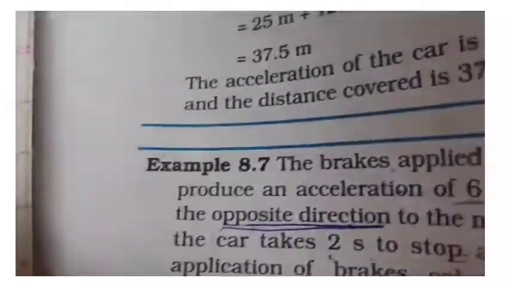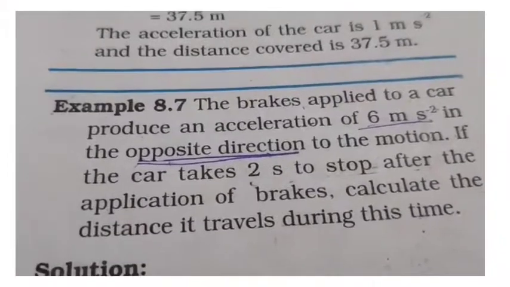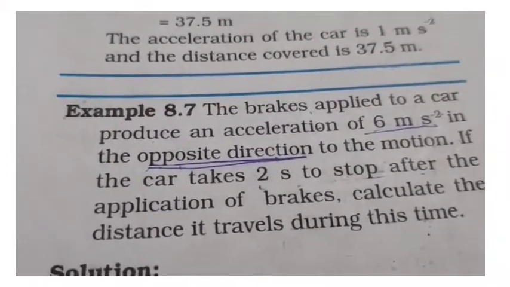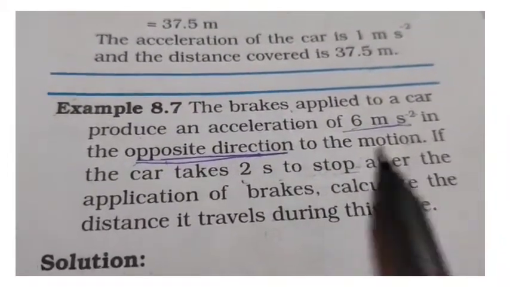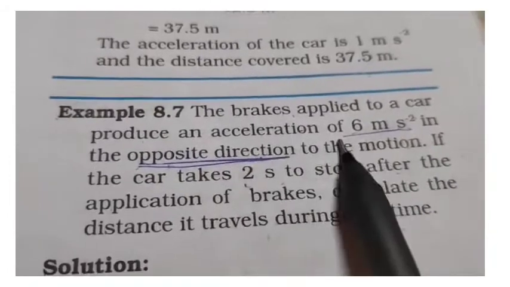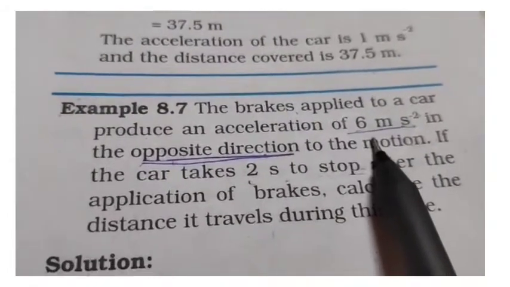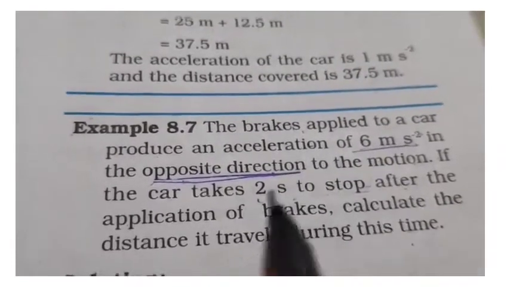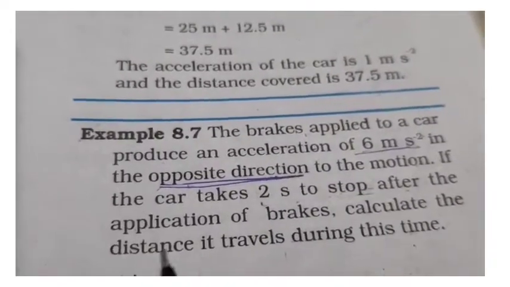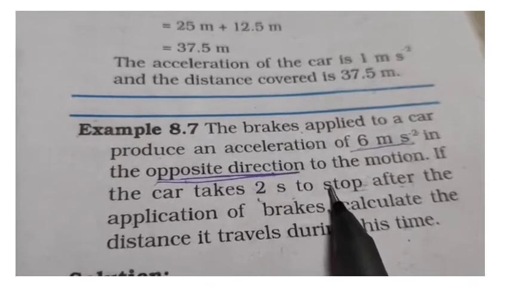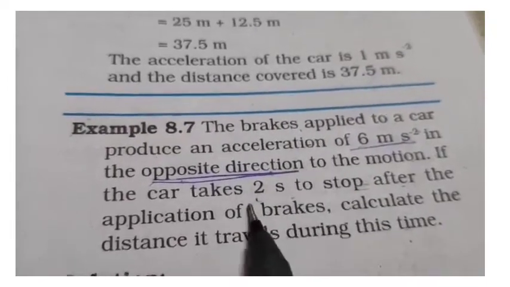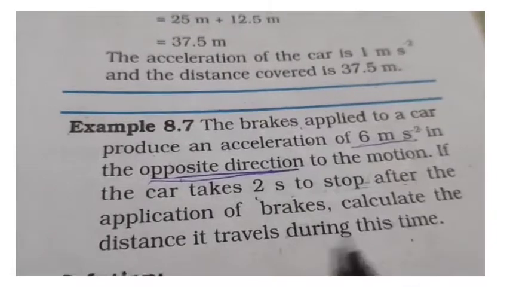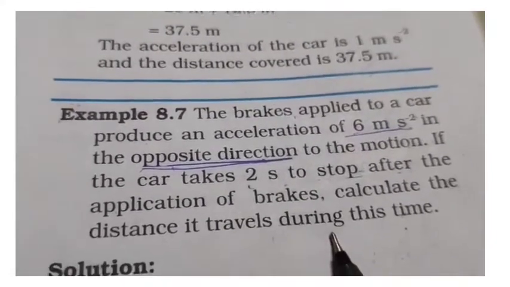Okay. The third illustration given in this section is: a brake is applied to a car and it is producing an acceleration of 6 meter per second square in the opposite direction. Opposite direction means this value is to be taken negative. Acceleration is negative, means retardation. And it takes 2 seconds for the car to stop, means final velocity becomes 0. Initial velocity is not known, but finally it will stop. Calculate the distance traveled during this time.